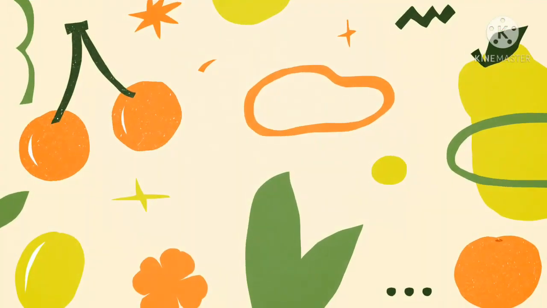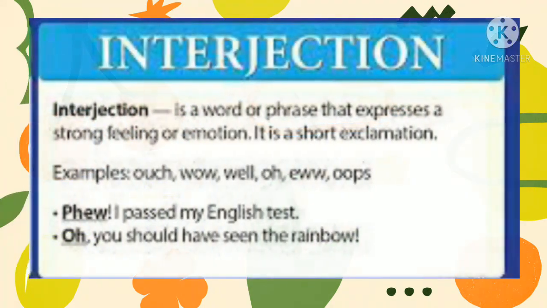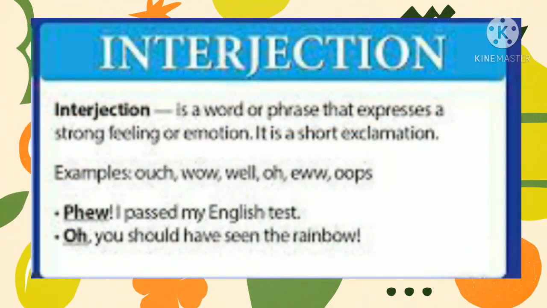Now let us move on to the next part of speech. What is the next part of speech, children? It is going to be interjection. First, let us understand what is interjection, and then we will move on with some examples and meaning of each interjection. Are you ready, children? First of all, let us understand the meaning of interjection. Interjection is a word or phrase that expresses a strong feeling or emotion. It is a short exclamation.